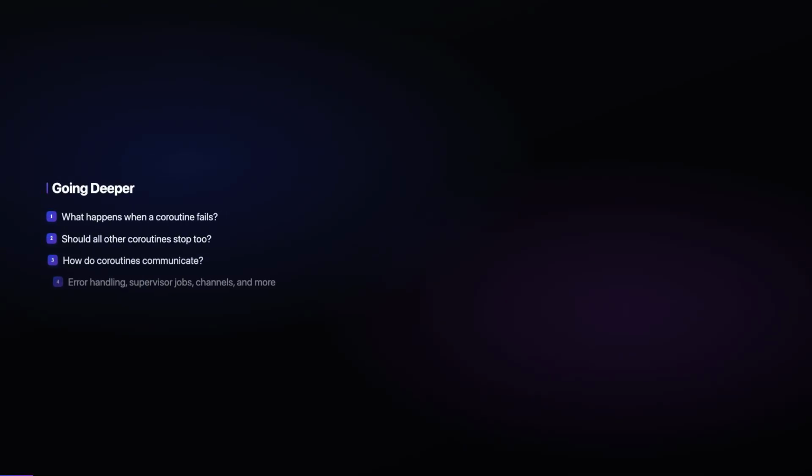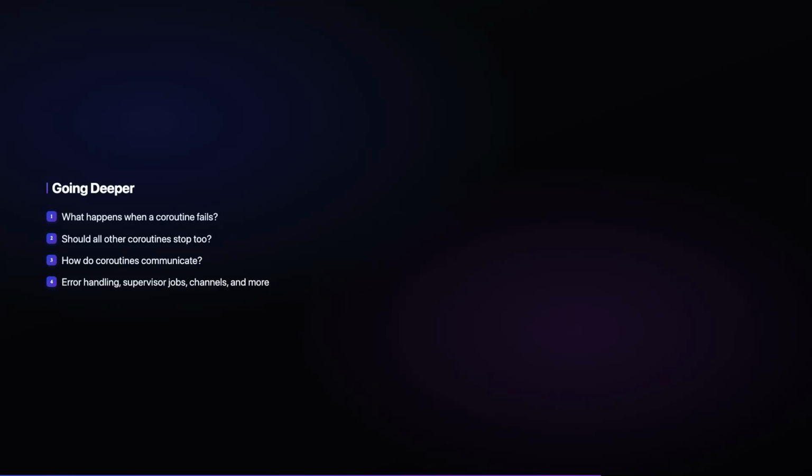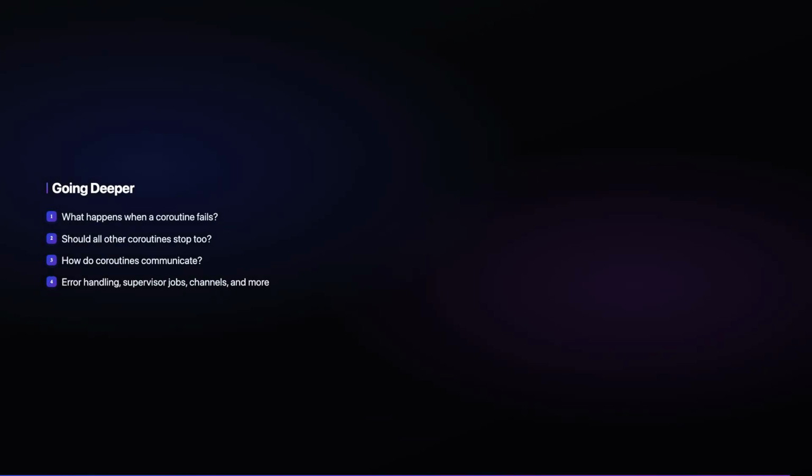In the previous video, you learned the basics of coroutines. But what happens when things go wrong? What if one coroutine fails? Should all the others stop too? How do you handle errors in concurrent code? And how do coroutines communicate with each other? These are the questions we will answer in this deep dive. We will cover exception handling, supervisor jobs, channels, select, mutex, and real-world patterns.